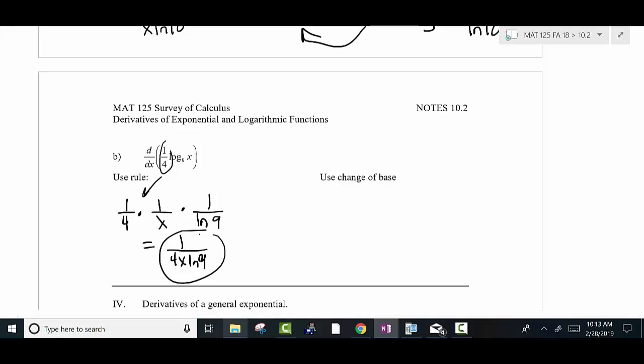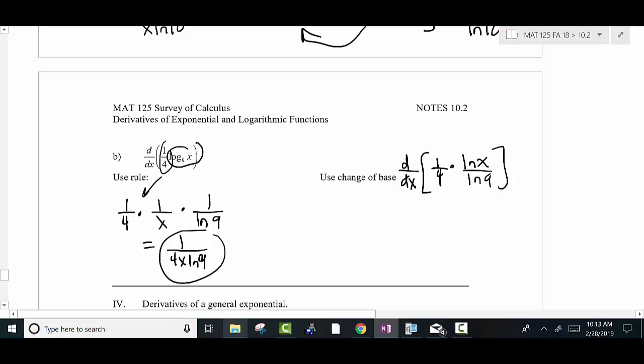If you do change of base, you would go like this. You don't have to do it this way. You would have 1/4, but you would change the log base 9 of x to ln of x over ln of 9. I like to do it this way because it's one less rule I've got to remember. So here's what you want to think about. What do you know about 1 over 4 ln 9? Is that a variable or is that a constant? It's a constant, so you write it down, right? That's what we're used to doing.